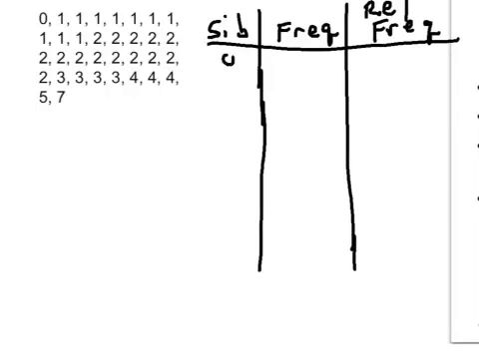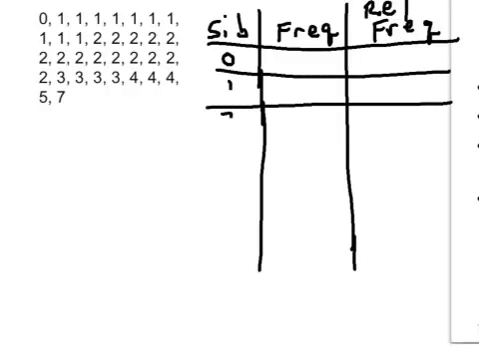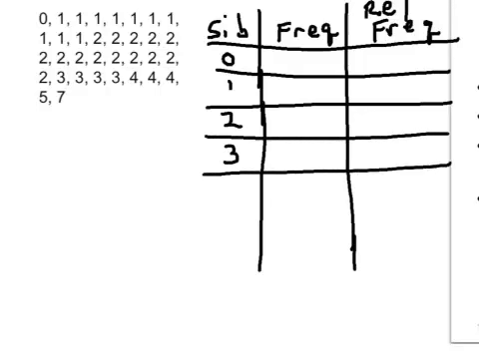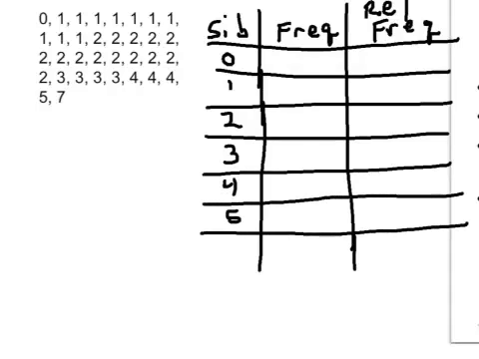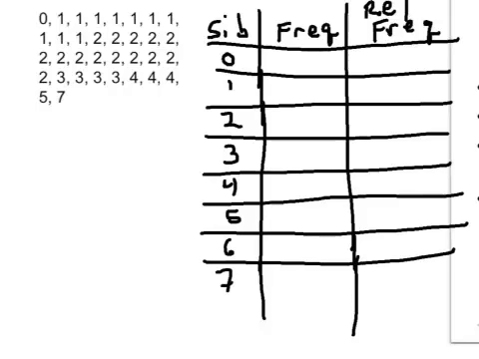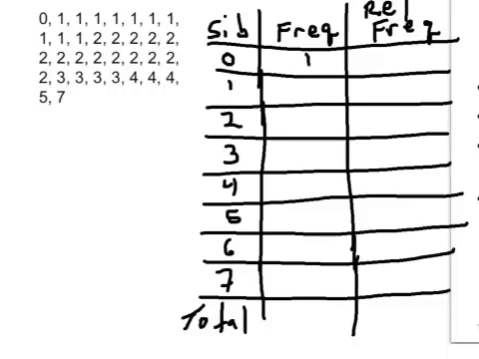So we have a 0, 1, 2, 3, 4, 5, 6, 7. And again, we'll do a total. So then all we do is count. So we have 1, 0. And then if we count up all the ones, you can see that we have 10.